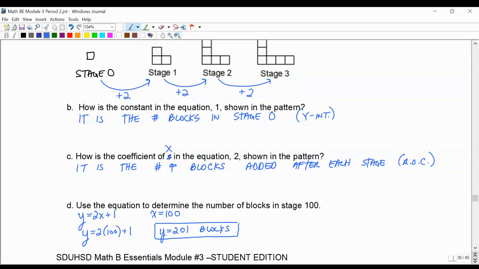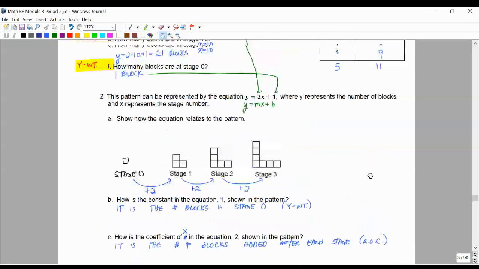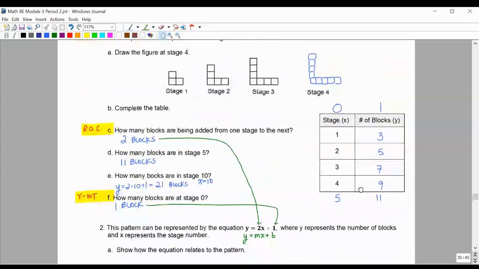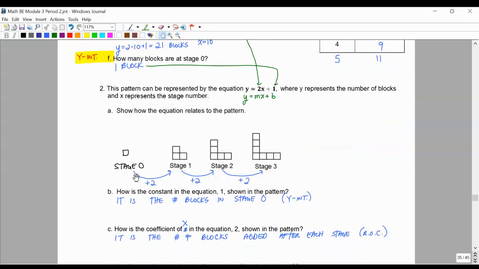So to summarize, although it says 2 questions, we did kind of one problem, all related to this block pattern. The key things to this block pattern were we need to figure out what's the growth rate, or rate of change, that's going to go in front of x, and how many blocks are in the starting stage, not actually stage 1, but stage 0, and that goes at the end of our equation.